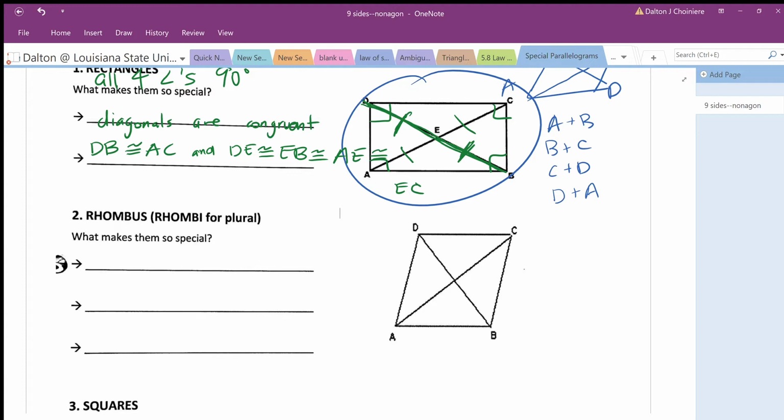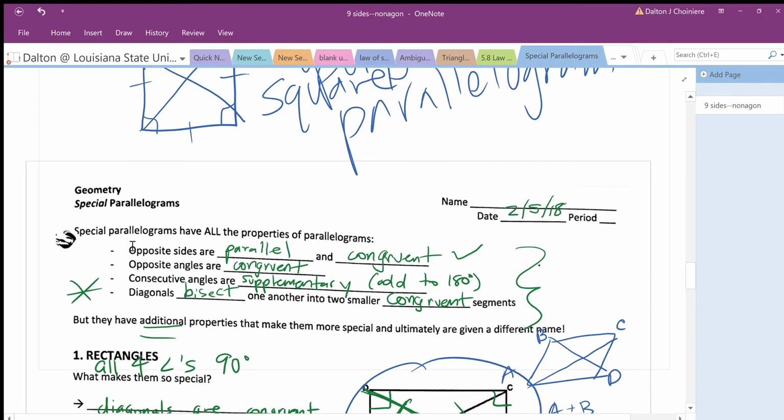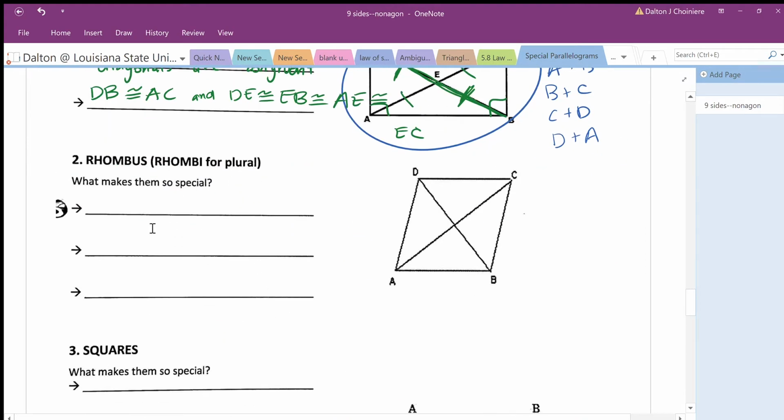So this is a rhombus. This is a picture of a rhombus. A rhombus is a parallelogram, right? It has these same 4 properties that we wrote up here at the top, but it also has 3 more. So what makes them so special? Just by looking at this picture, can you give me something that a rhombus has that not every parallelogram has? Or just something you notice about the picture?